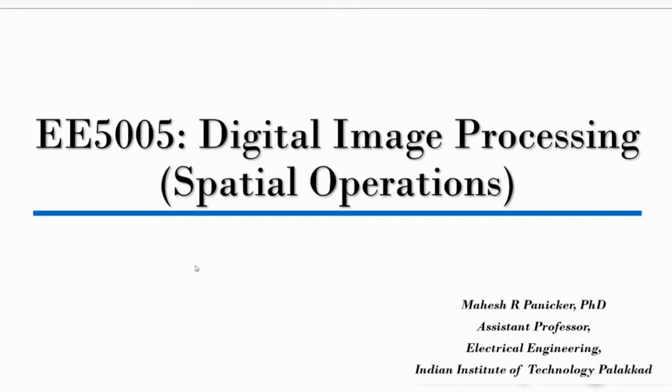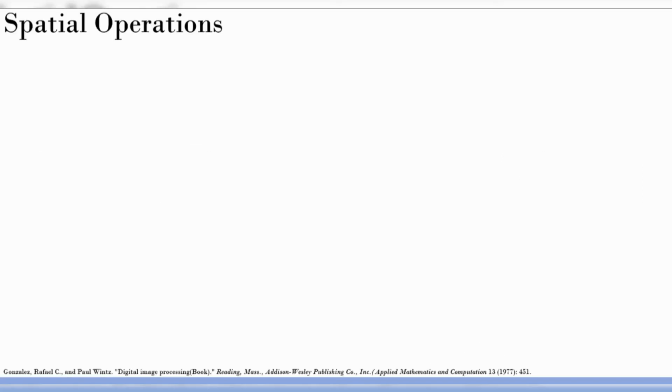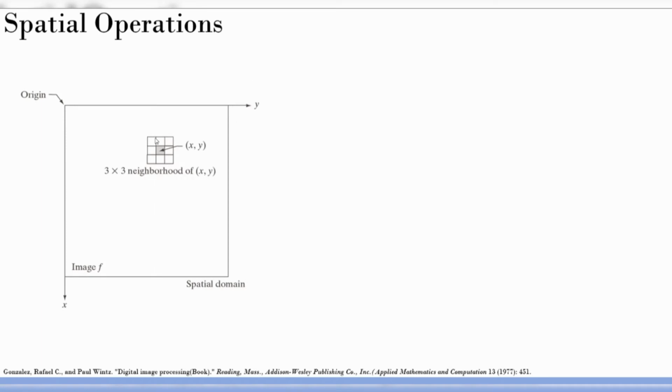Okay, so welcome back. We are starting the spatial operations with lecture 5. And what I mean by spatial operations is exactly this. So far, what we were doing is, let's say a pixel at coordinate xy, we were treating it as a separate entity. We were not considering the neighborhood around it. We were doing operations like histogram equalization or geometric transformation, etc. But each pixel was itself considered independent of the others.